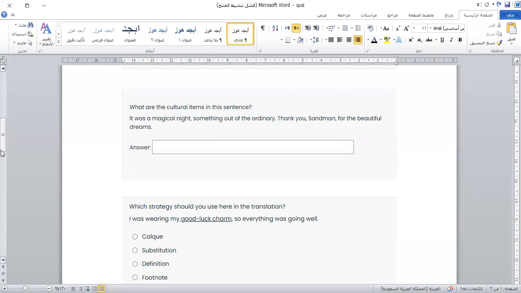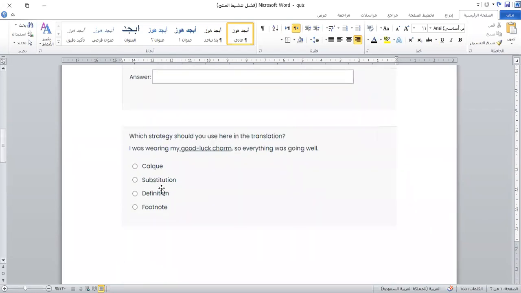Yes. Okay, so what are the cultural items in this sentence? We have two. Magical and Sandman. Not magical knight, nor out of the ordinary, but a Sandman for the beautiful, okay? It's an item, one thing. So it's magical and Sandman. Which strategy should you use here in the translation?